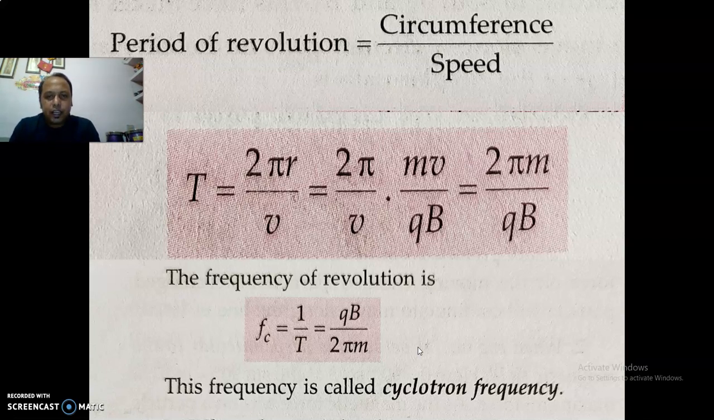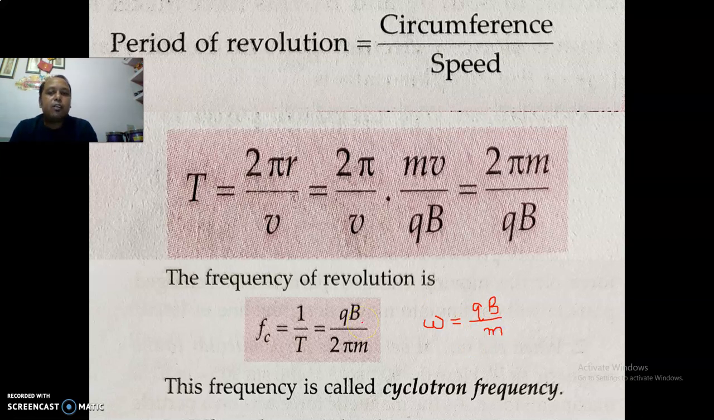We can also find the cyclotron angular frequency, and angular frequency, which is represented by omega, is 2 pi by T. So if we use 2 pi by T here, you will find that 2 pi cancels out, so it is q B upon m.